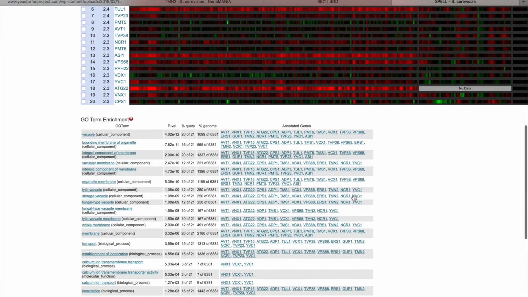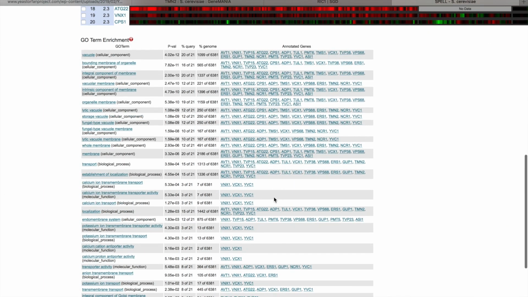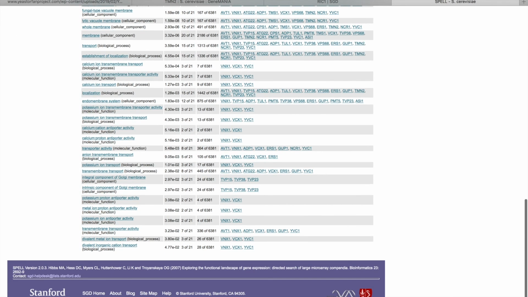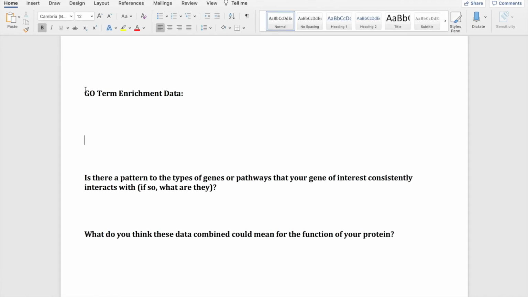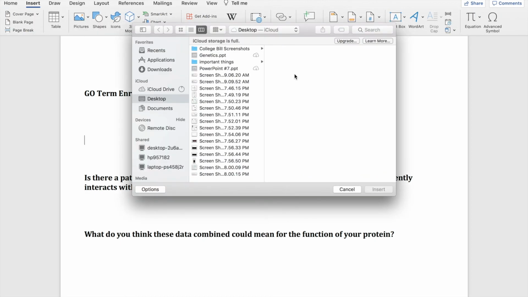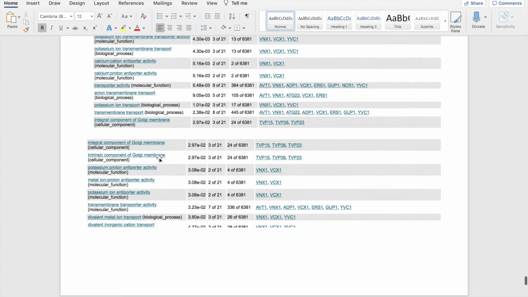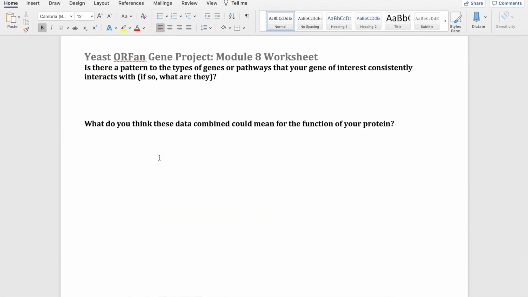So we also have GoTerm enrichment data that is down here that we want to make note of. So I'm just going to screenshot that as the easiest way to take down the data, and paste that in the worksheet. And then you're going to want to look at the information that comes up in the GoTerm enrichment data and see if it corresponds to anything from the GoTerms from Module 7 or from Module 2 and 3. Some of you might have gotten GoTerms from websites like Panther.